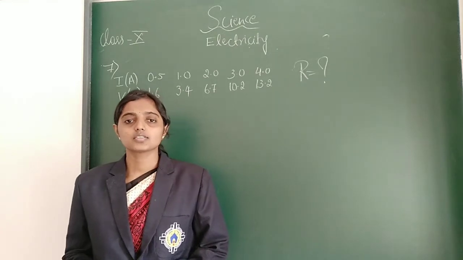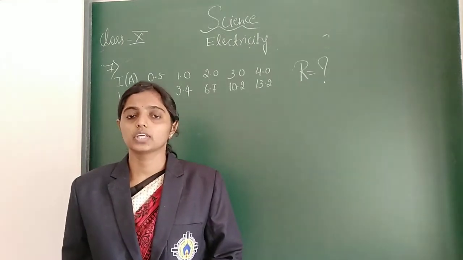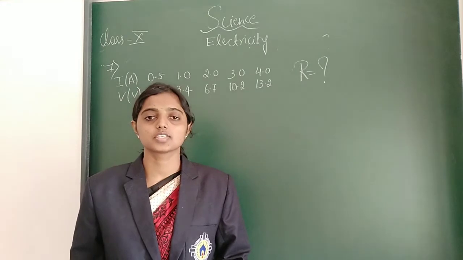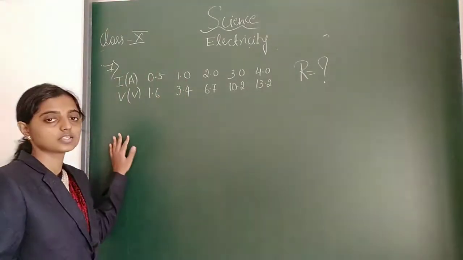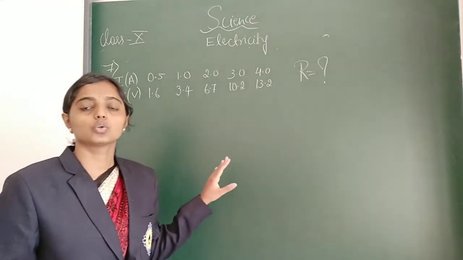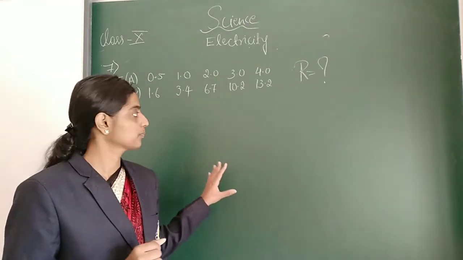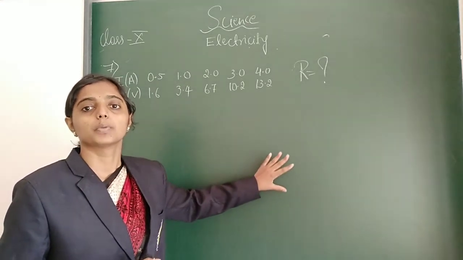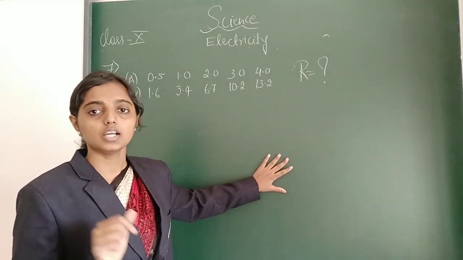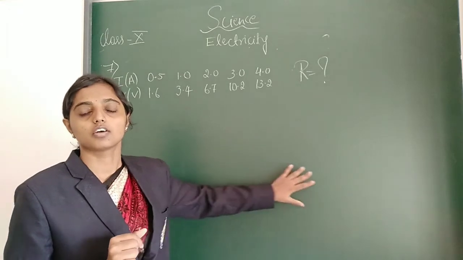Good morning students. Let us continue with the exercise problems of the electricity chapter. Let us solve the 7th one, and this is the problem for which I told you to use a graph sheet. On the board I'll just show roughly how to calculate, but you should do it only on a graph sheet. You should not draw a rough sketch.